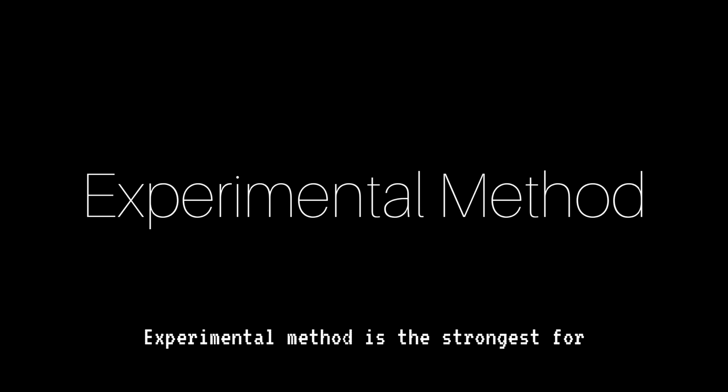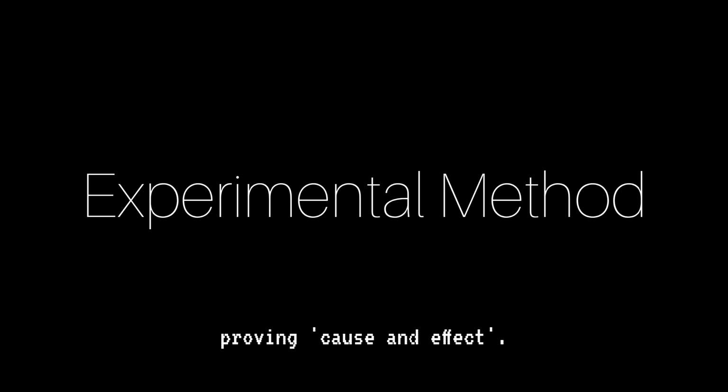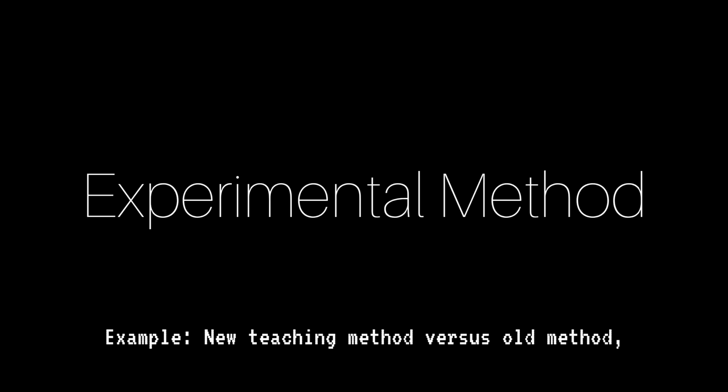First, experimental method. This is the classic science lab method. You change one thing. You measure what happens. You compare a group that gets the treatment with a group that doesn't. Experimental method is the strongest for proving cause and effect. Example, new teaching method versus old method. Test scores after. That's an experiment.